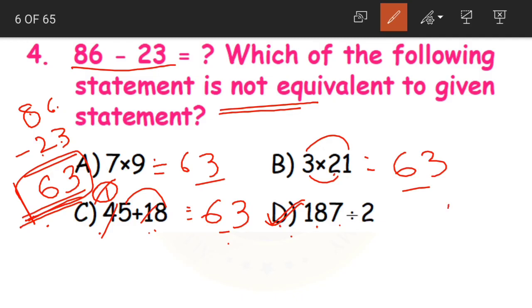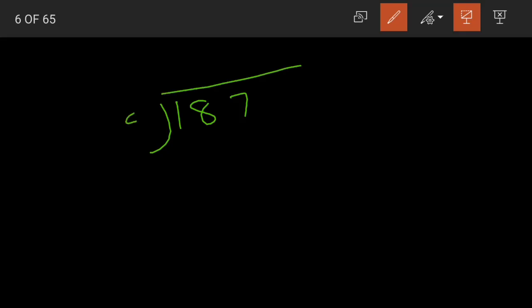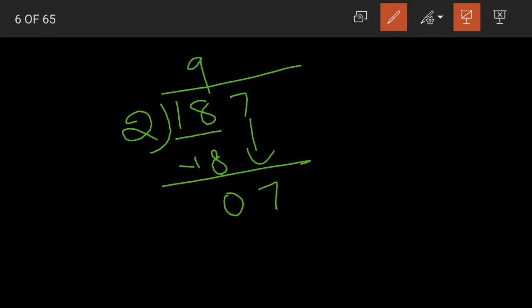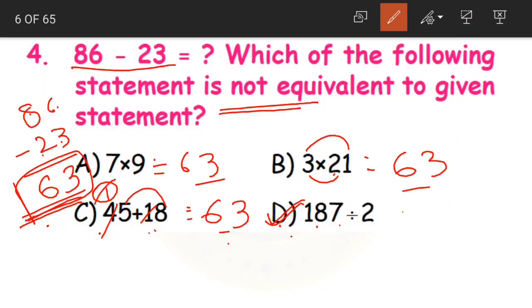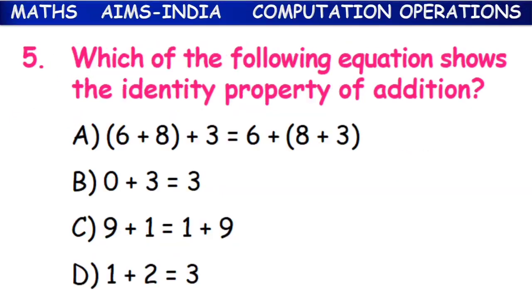But again let us solve and see. 187 divided by 2. 2 9s are 18. Yes children, when we subtract, 0, 7 is brought down. 2 3s are 6. 7 minus 6 becomes 1, our remainder. What is this? 93 is the quotient here. Yes. Clear, right? Option D is the correct answer. Why? Because its answer is 93, which is not equivalent to the difference of 86 and 23.